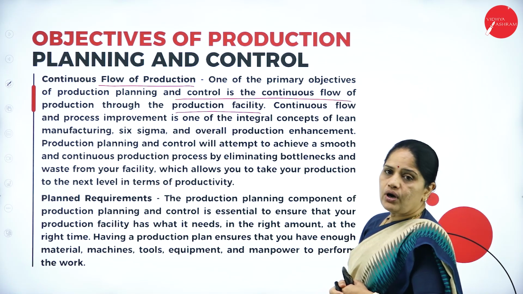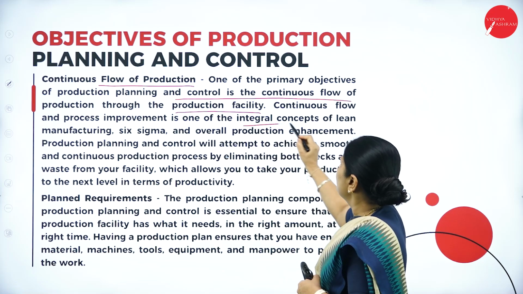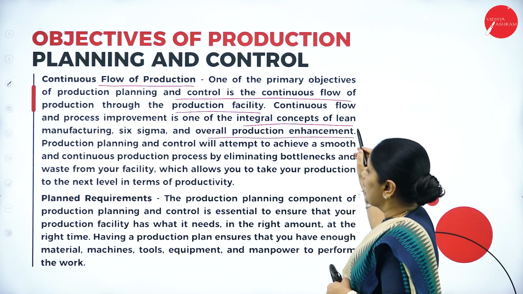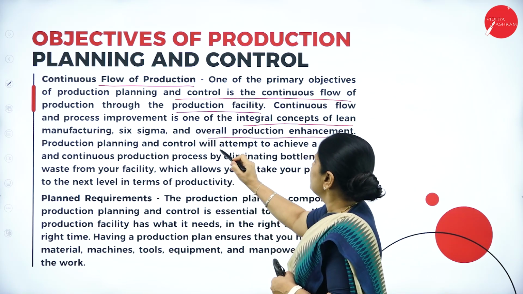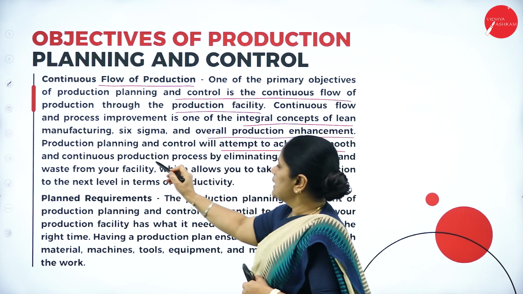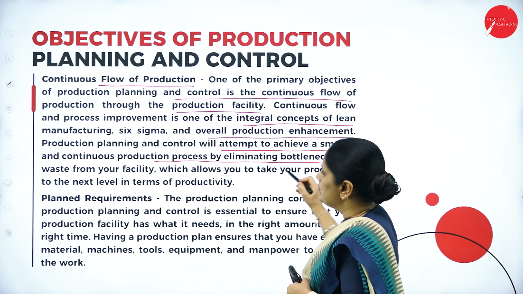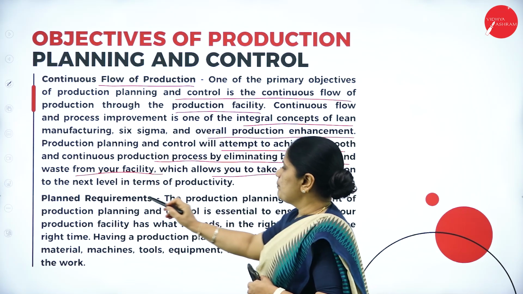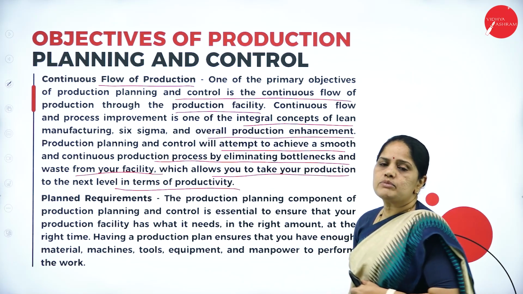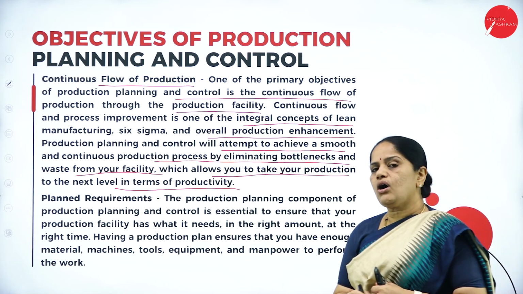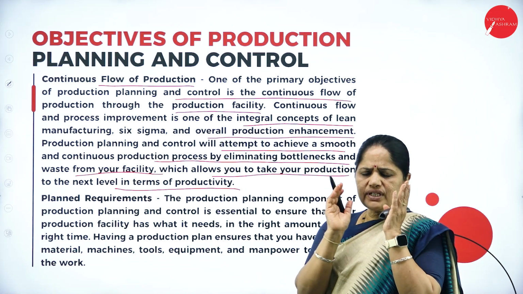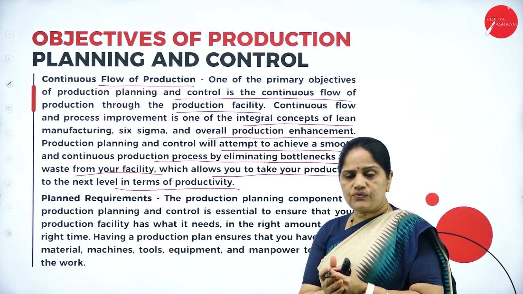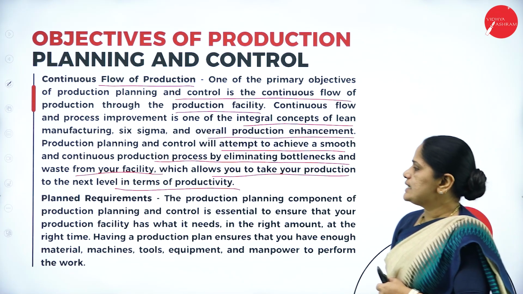So continuous flow and process improvement is one of the integral concepts of lean manufacturing, Six Sigma, and overall production enhancement. It will attempt to achieve a smooth and continuous production process by eliminating bottlenecks and waste from your facility, which allows you to take your production to the next level in terms of productivity. So by reducing all wastages and by making everything available on time, we can ensure that there is continuous flow of productivity in the organization.